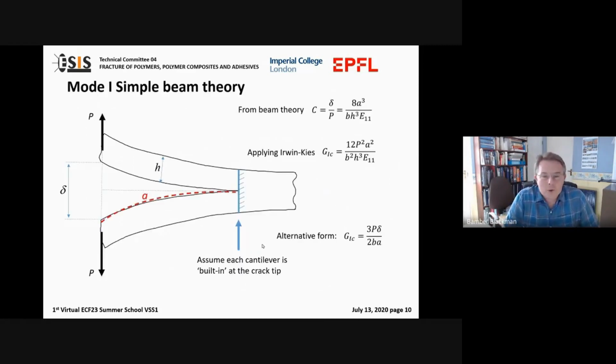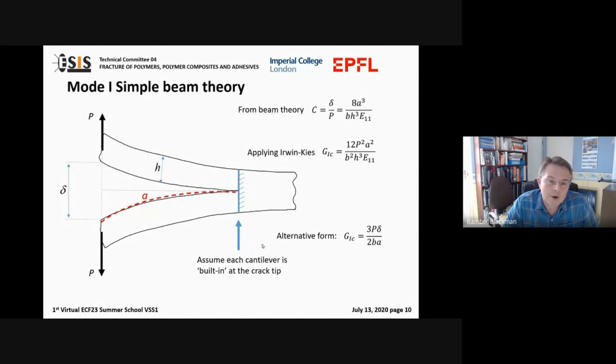So we were looking at these methods a little bit earlier on, but this is how we can analyze the mode 1 DCB experiment. We have two cantilevers, hence the double cantilever beam, and each cantilever is loaded with a force given by P in this schematic, and the load line opening displacement is given by the displacement delta. So that's a total beam opening.